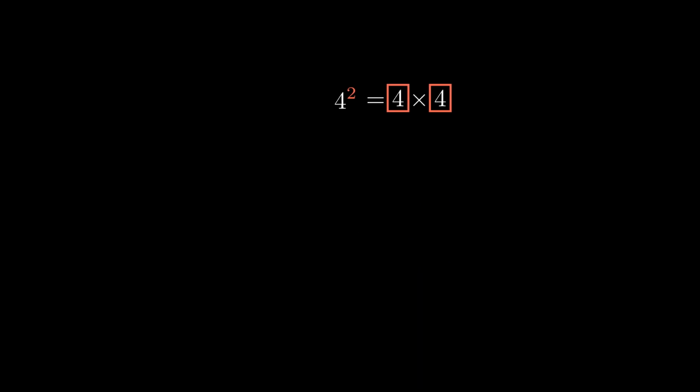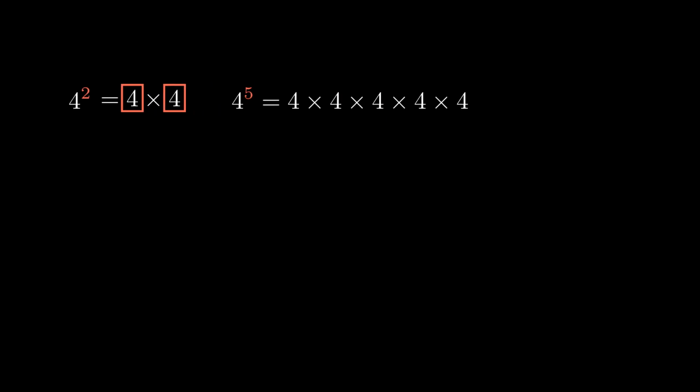We talked about how we could have any numbers as exponents. What if we have 4 to the 5? That is 4 multiplied 5 times. We see we have 1, 2, 3, 4, 5 fours.